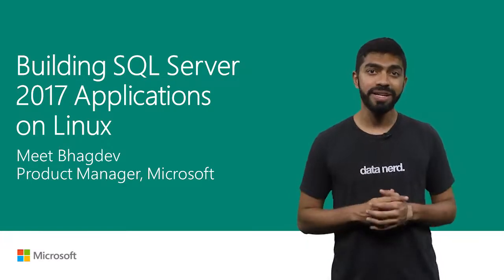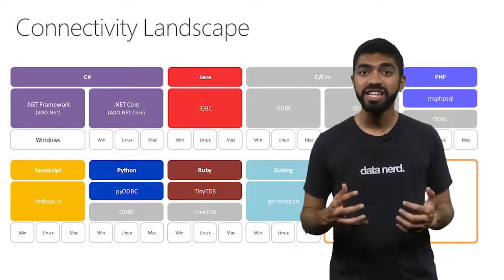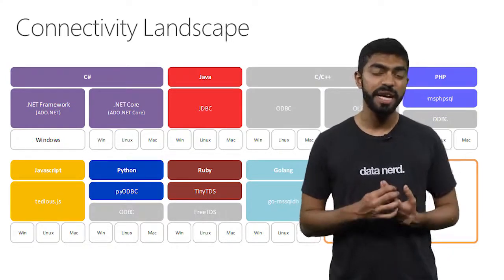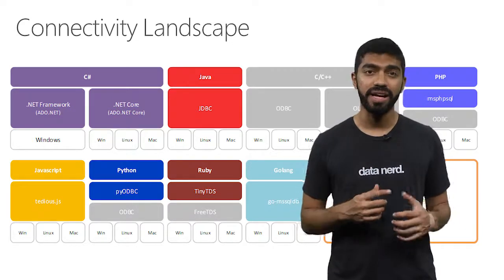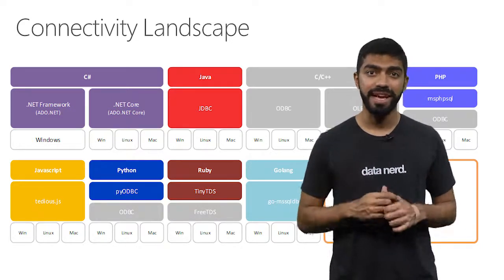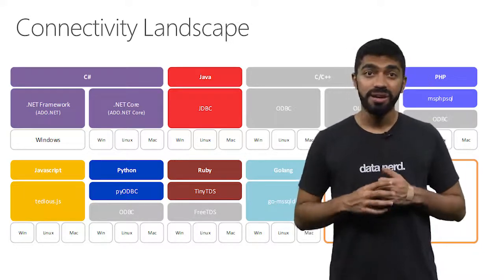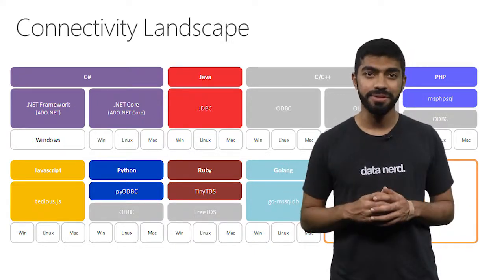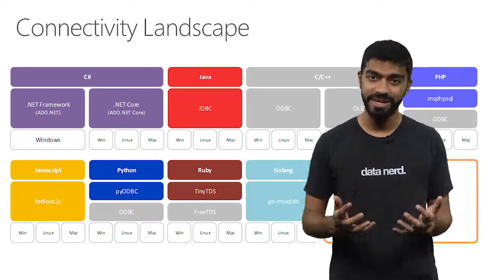Now let's look at what our connectivity landscape looks like. As of today, we support client drivers for C#, Java, C++, PHP, Node.js, Python, Ruby, and Golang from the OS of your choice, and this includes Mac OS, Linux, or Windows. We are always looking to expand this landscape, and if there is a language that you use and is not on this slide, reach out to me via email and we can talk.